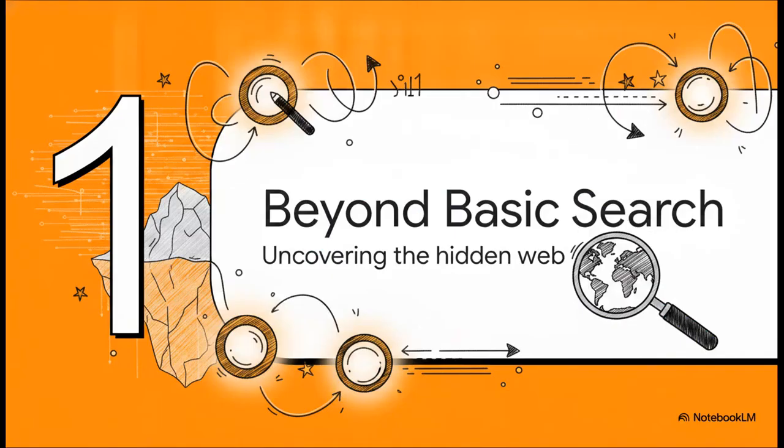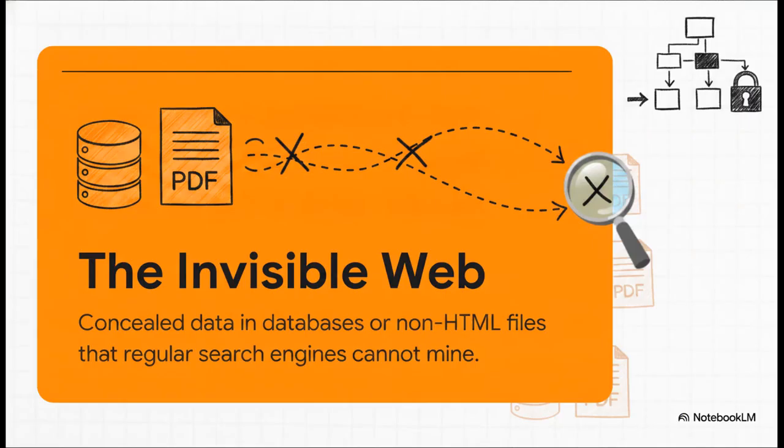All right, Section 1, Beyond the Basic Search. Let's uncover the hidden web. So here's the thing. Not all web-enabled data is just sitting out there in a standard HTML format for anyone to easily find. Actually, massive amounts of incredibly valuable data are hidden completely out of plain sight. They're concealed within searchable databases, kind of like massive telephone directories, or they're locked away in non-HTML files, like PDFs. Traditionally, standard search algorithms just couldn't mine this data at all. It was the invisible web, literally completely off the radar.